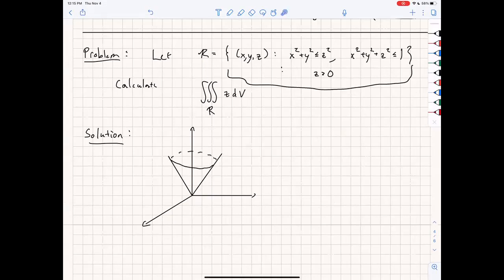But now the second inequality tells me that the distance between the point and the origin is less than or equal to 1, which tells me that I'm inside of a ball of radius 1. So there's sort of a top here. So I'll just draw it. So this is the picture we have.